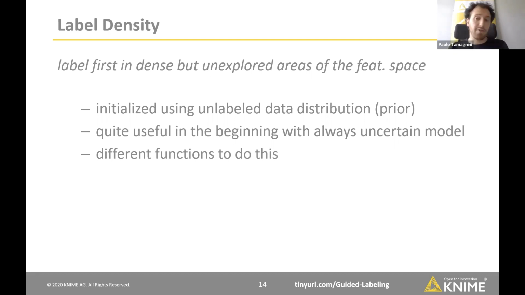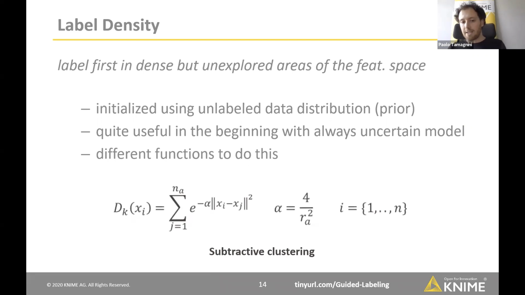And this is especially useful in the beginning when the model has really few labels, and so its performance is not enough to tell us something useful, as we will see later. There are different functions to do this. What we use in our application, but there are also more available in KNIME, is called subtractive clustering.